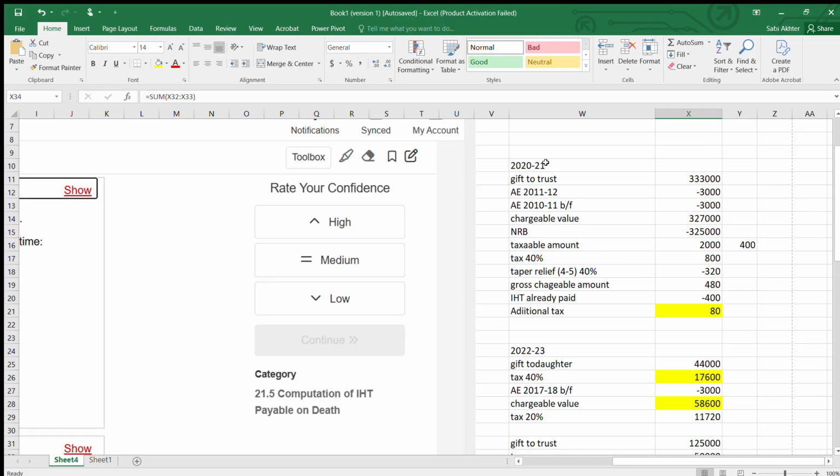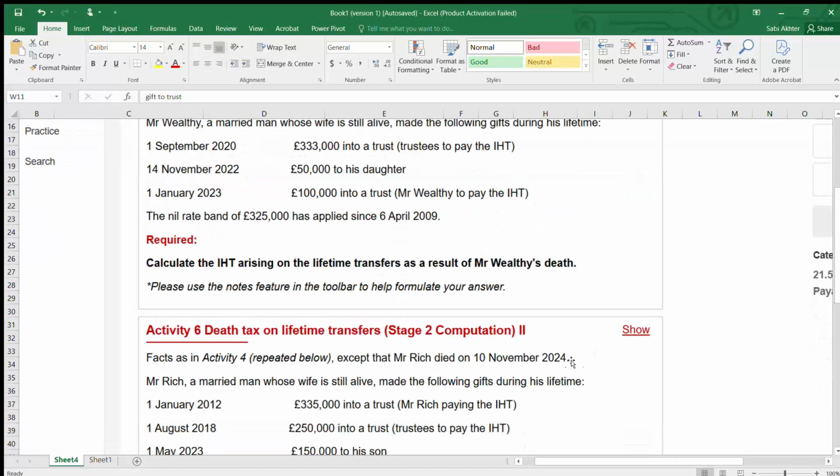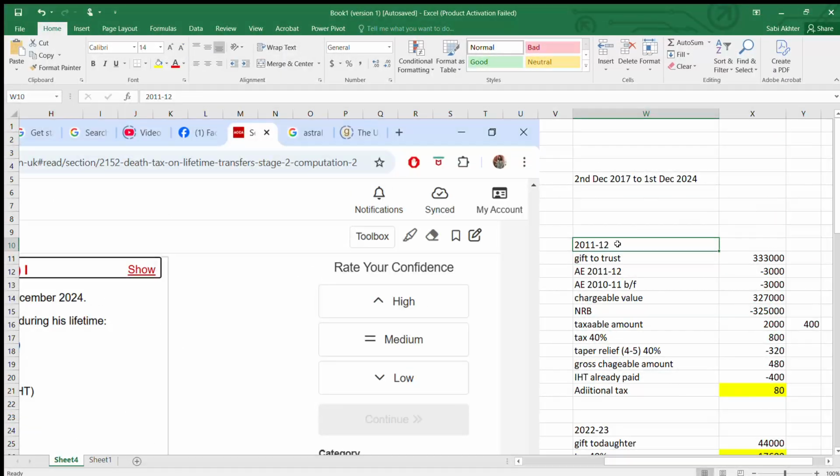So the tax year 2011-12. It's gift to trust. So will this come? You have to pay additional tax for this. Go 7 years from 2024. If you go 7 years back, 2011-12 is more than that. So you can ignore the first gift. The Jan 2012, this tax year you can ignore because it is more than 7 years before death. So no further inheritance tax is due on that.